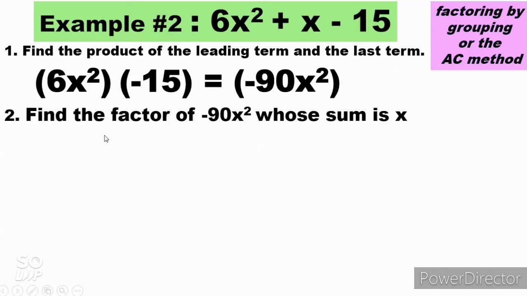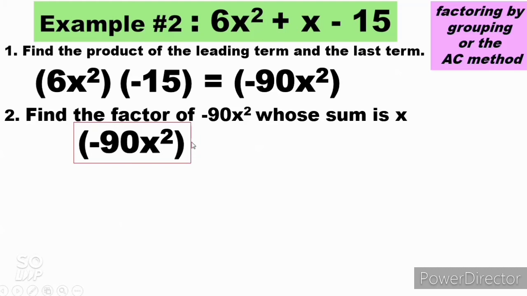And then, the next step, find the factor of negative 90x squared whose sum is x. So, ipa-factor natin yung negative 90x squared na dapat pag pinag-add natin yung dalawang factor niya, ang result ay x or 1x. So, maraming factors ang negative 90x squared. So, ang gagawin lang natin, pipiliin lang natin yung may pinakamalapit, para hindi na natin i-list lahat ng factors ng negative 90x squared.